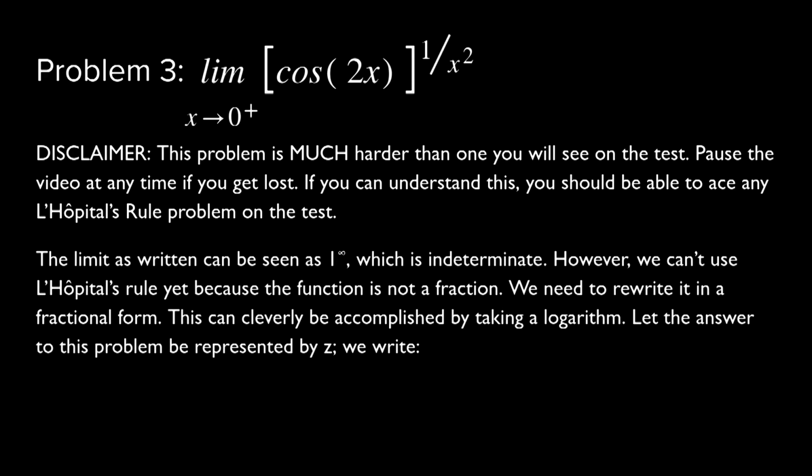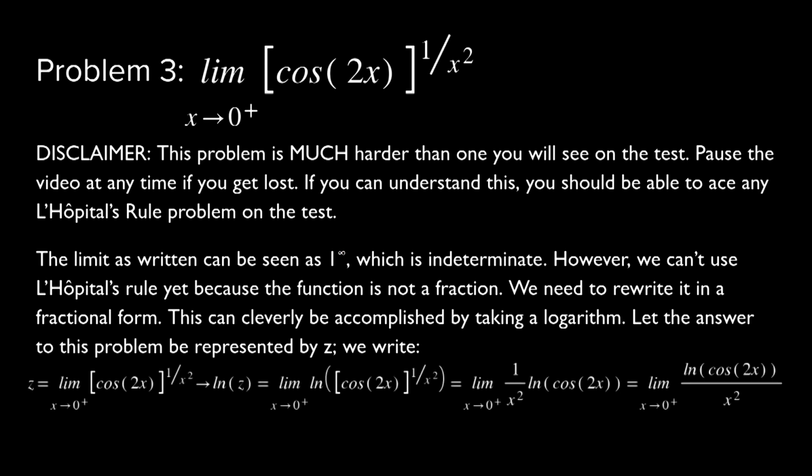The way we're going to do this is very clever, and what we have to do is take a logarithm of the entire thing. So let the answer to this limit be equal to z. Then we write z equals the limit of this, and we take ln of z and get ln of this thing. Then we can use our rules for ln to bring out the 1 over x squared, and we get that ln of z is equal to ln of cosine of 2x all over x squared. And now we can use L'Hôpital's rule to evaluate this.